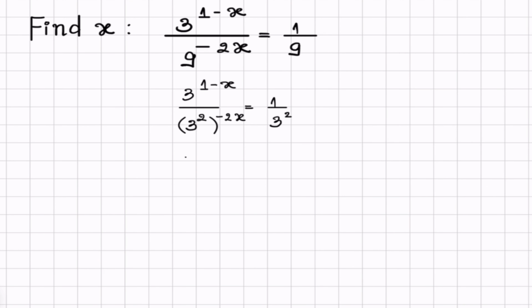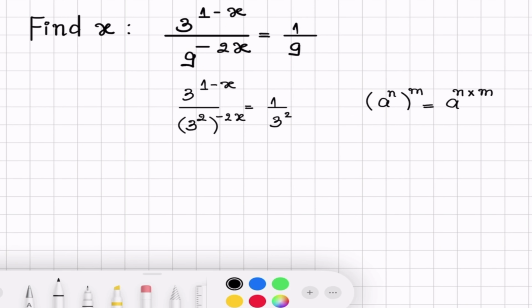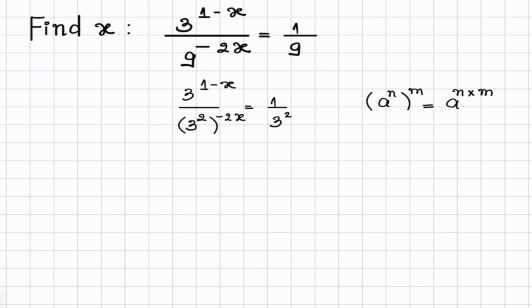Okay, so then we have to remember that when we have a to the power n and raised to the power m, then we will get a to the power n times m. So here we will get 2 times minus 2x, so we will get minus 4x. So then we will get 3 to the power of 1 minus x over 3 to the power of minus 4x.